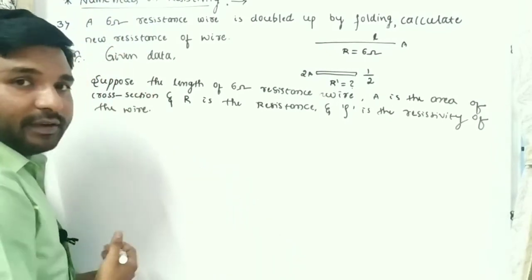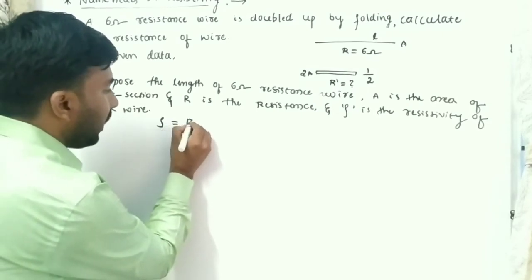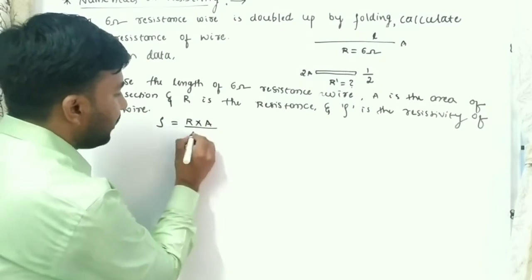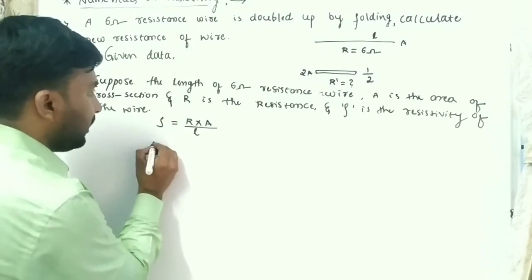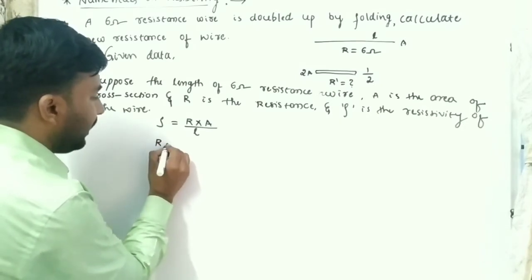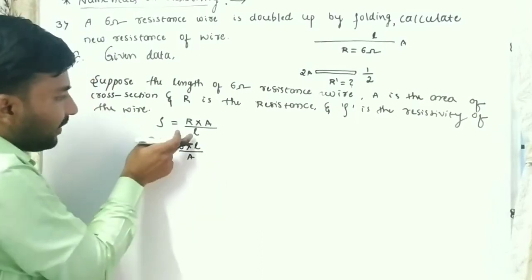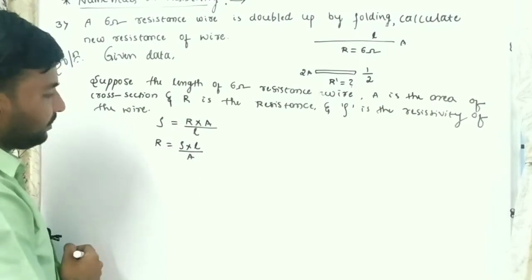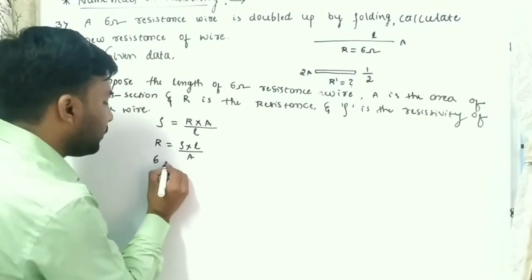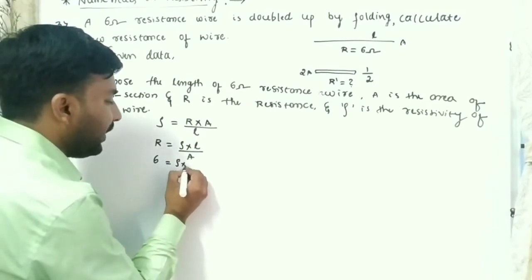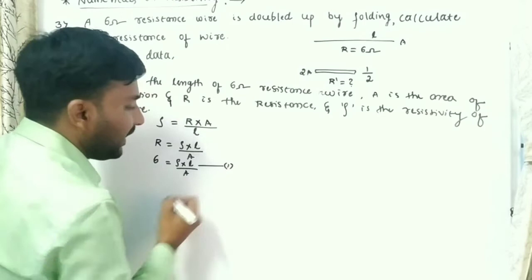So according to the resistivity formula, I can write rho is equal to R into A divided by L. So let me take R on the left-hand side: R is equal to rho into L divided by A. Now the R value we already know from the above data, it is 6 ohm. This is equal to rho into L divided by A. So call this equation number 1.